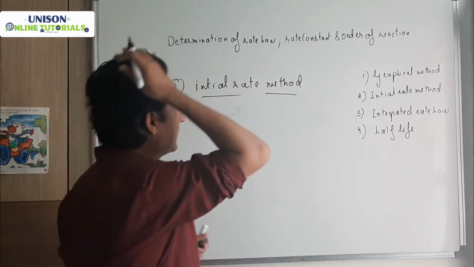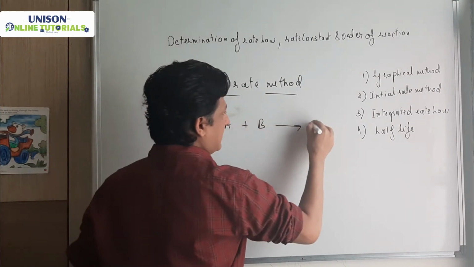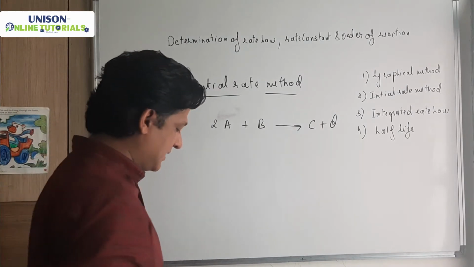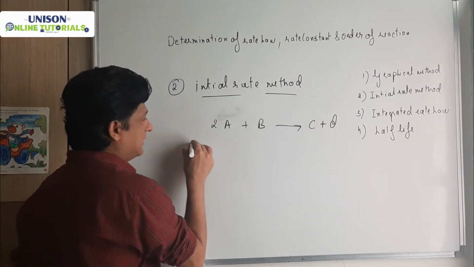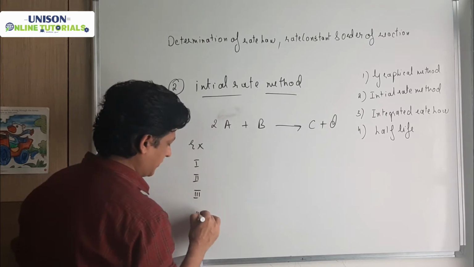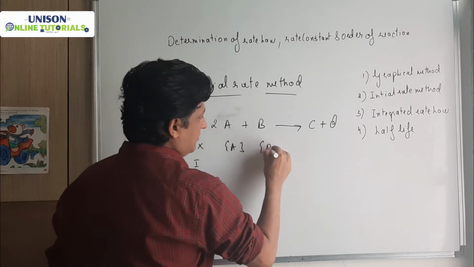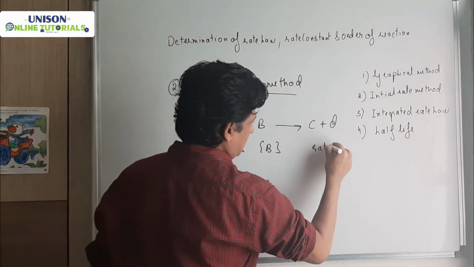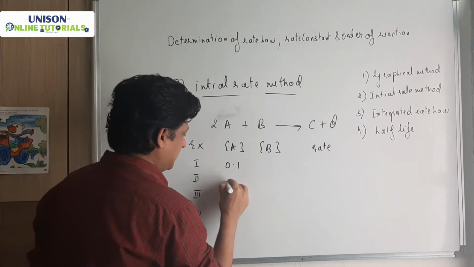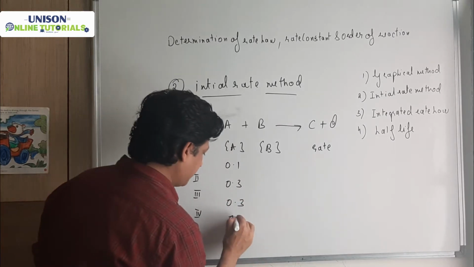So for this we will do a question. Look over here. 2A plus B gives rise to C plus D. This is given to you. Clear? Now a data is given in this: experiments 1, 2, 3, 4. Clear? Concentration of A is given, concentration of B is given, rate is given. Clear? So concentration of A is 0.1, then for experiment 2 it is 0.3, 0.3, then it is 0.4.